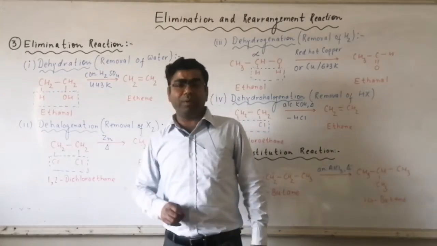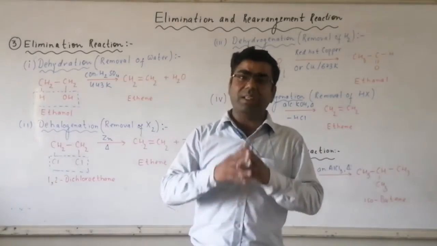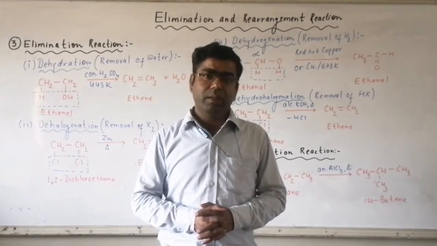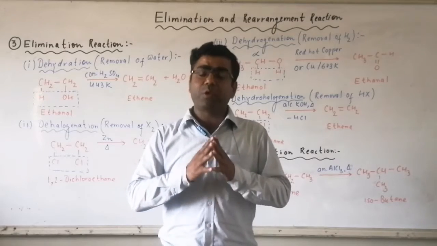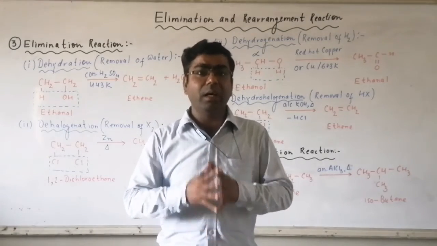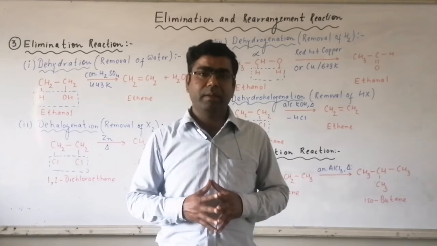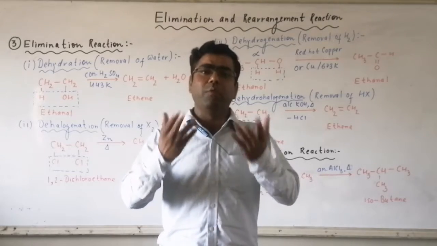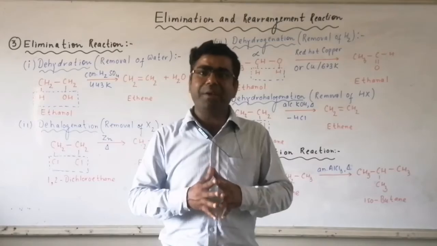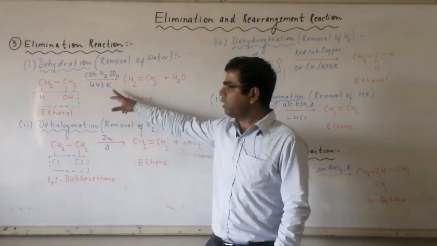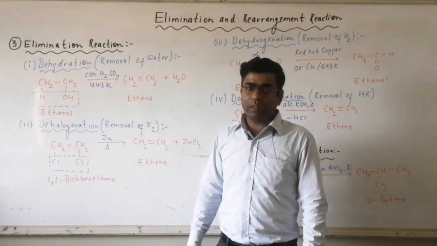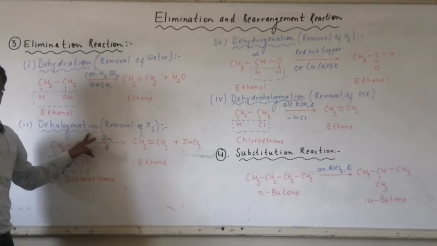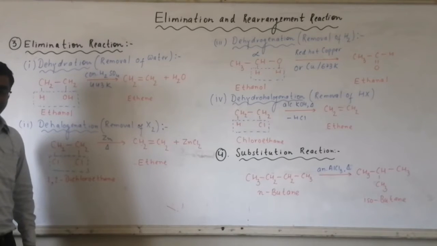Remember, this chemical reaction takes place in presence of concentrated H2SO4, concentrated sulfuric acid. It means concentrated H2SO4 works as a dehydrating agent. The substance or the compounds which are responsible for removal of water are called dehydrating agent, and the temperature required here is 443 Kelvin.